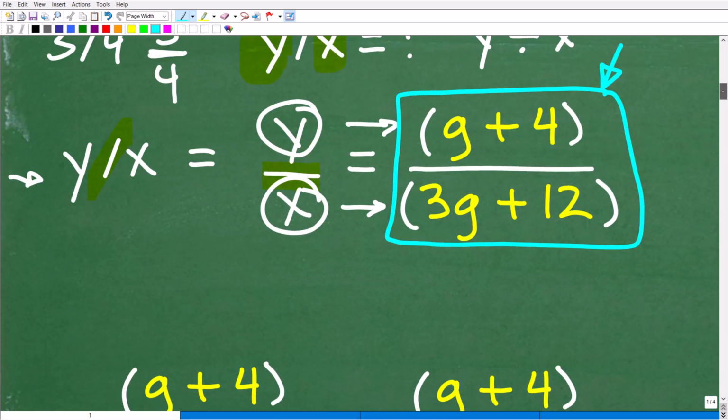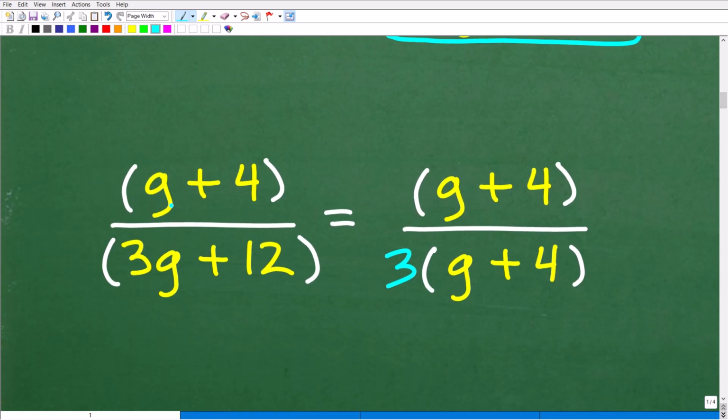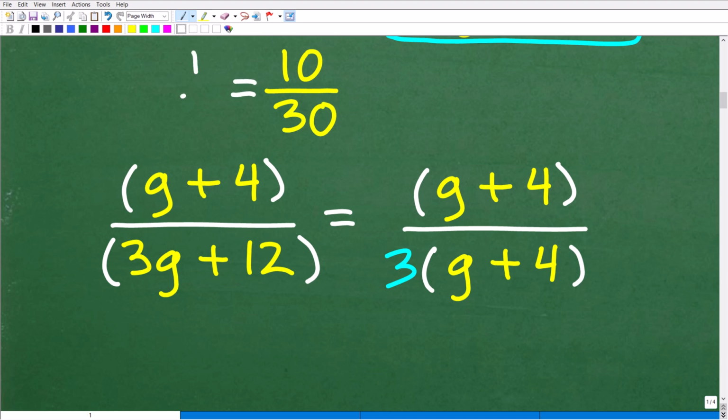Okay, so here is our y over x expression. That's equal to g plus 4 over 3g plus 12. So how do you simplify? Well, what you want to do is think about factoring. Let me just use a nice simple example. If I have 10 over 30, of course I know I can simplify that to 1/3. But what's really going on here? Well, with 10 over 30, you're thinking of factors. Factors of 10 is 1 times 10, right? And then for factors of 30, you're thinking of other factors, basically common factors.